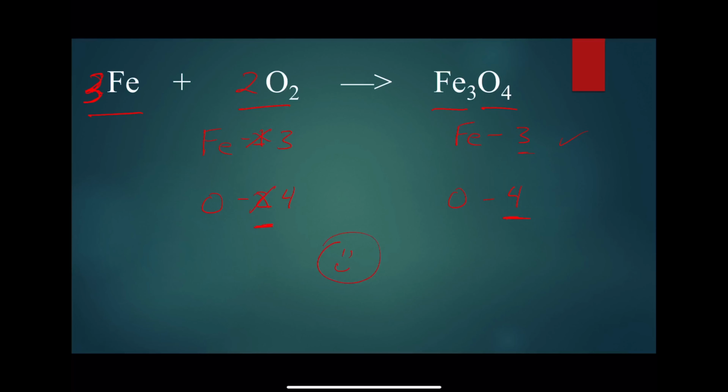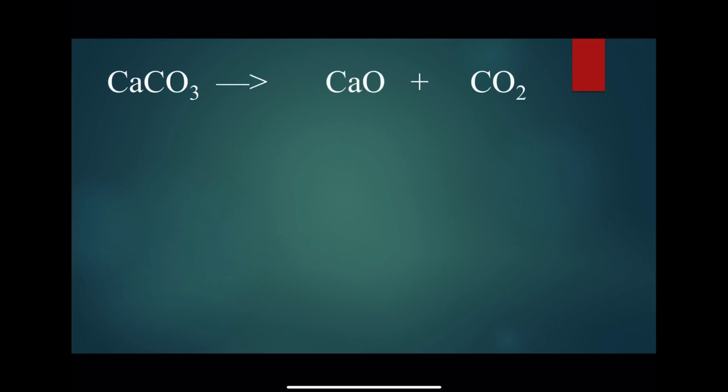Problem number 3. 3 elements: calcium, carbon, and oxygen. List them in the same order: calcium, carbon, and oxygen. 1 calcium, 1 carbon, 3 oxygen. This 3, remember, only goes with the oxygen. It does not go with the carbon or the calcium.